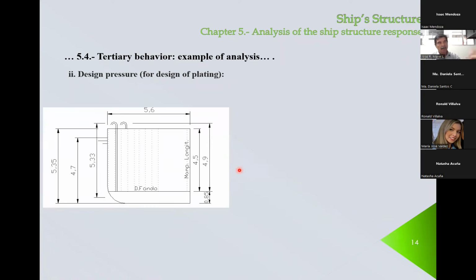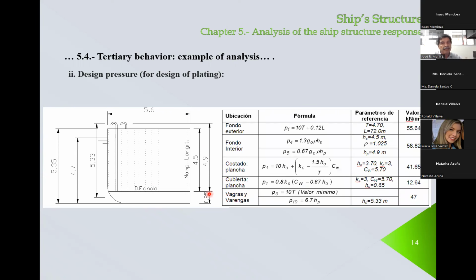So this is the requirement. Now, to do this check, what we have to do is to select the thickness. To select the thickness, we have to consider basically tertiary behavior, and for doing that, we need to calculate the design pressure. Here, this is the section, and different parts of the section. For each one of these platings, we have a different loading, different pressure. This is a summary of that, specifically applying the regulations for ships with length less than 100 meters.